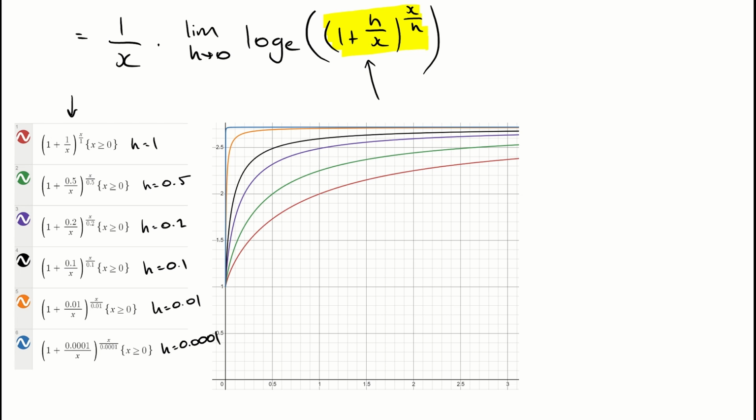0.0001. Okay, and we're going to look at the behavior of what happens for any given value of x as h tends towards 0 down this set of equations. So if we start off when h is 1, so here, we can see that there's no real consistency.